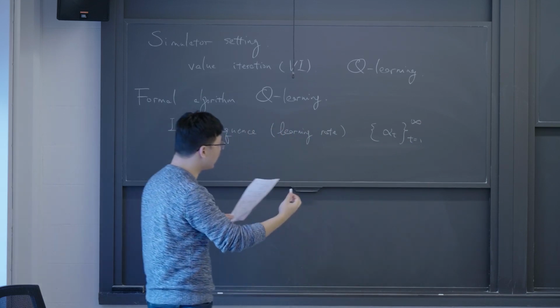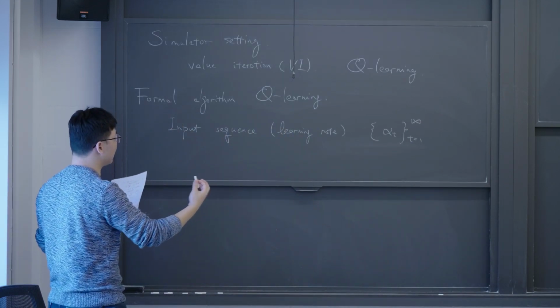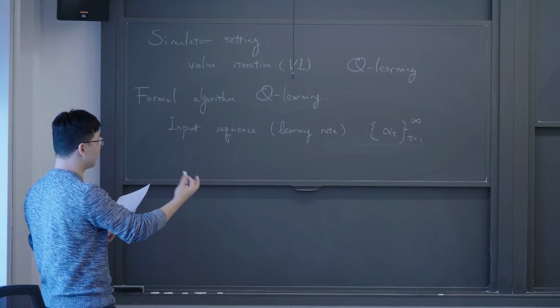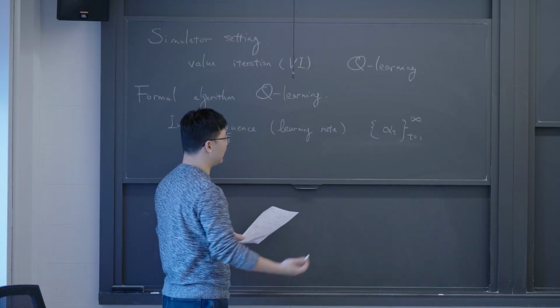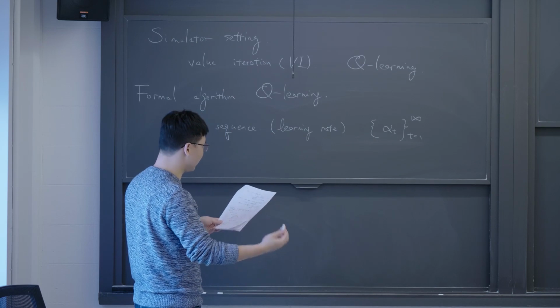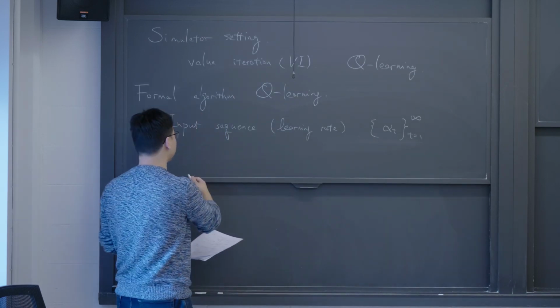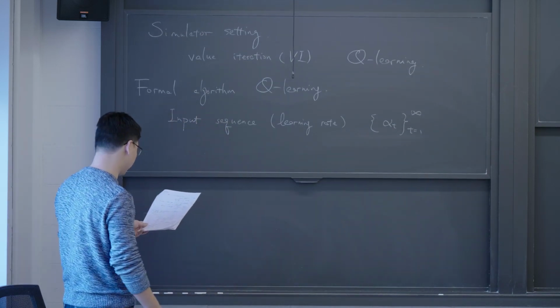Essentially, alpha_t is a trade-off: how much fraction we trust the previous Q value, that is the 1 minus alpha_t fraction, and alpha_t times the new update. So you can think of this as a sequence of learning rates. And we will talk about how we choose this learning rate at the very end.